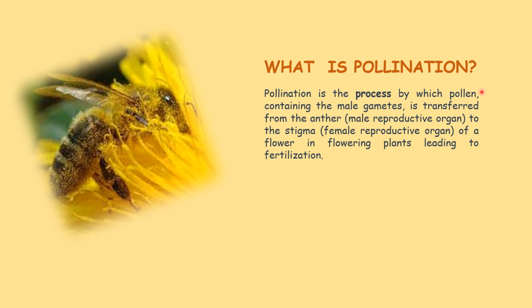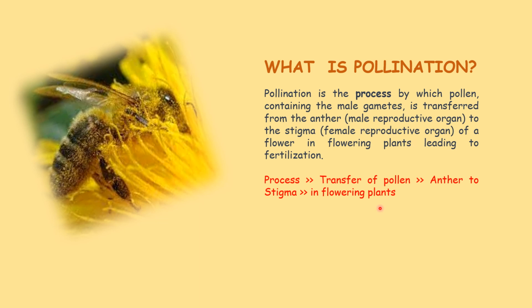If this is too complicated to understand, let's break this definition into four parts. 1. It's a process. 2. There is a transfer of pollen from where the anther to where the stigma. All these things happen only in the flowering plants.